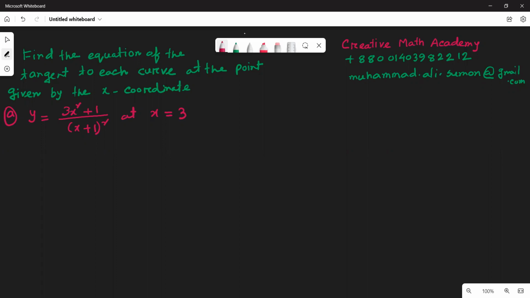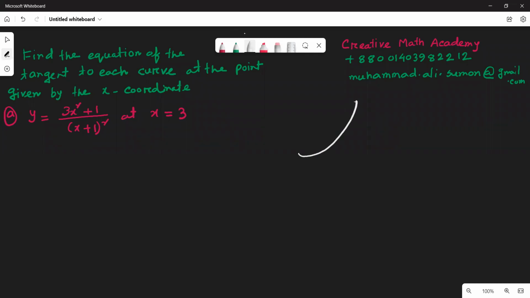Question A, y equals 3x squared plus 1 divided by (x plus 1) squared, whole squared, at x equals 3. Before starting to solve this maths, we try to understand what a tangent is.